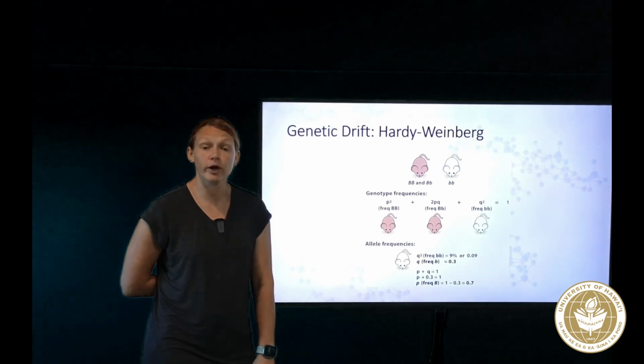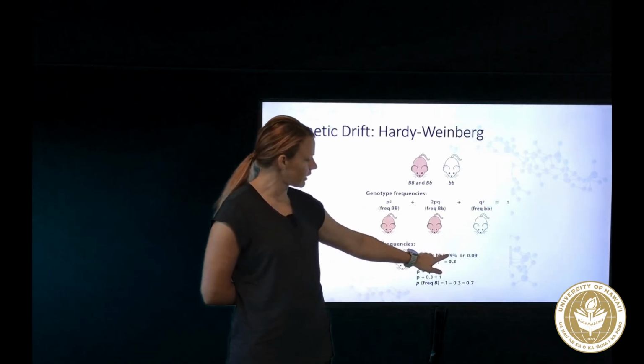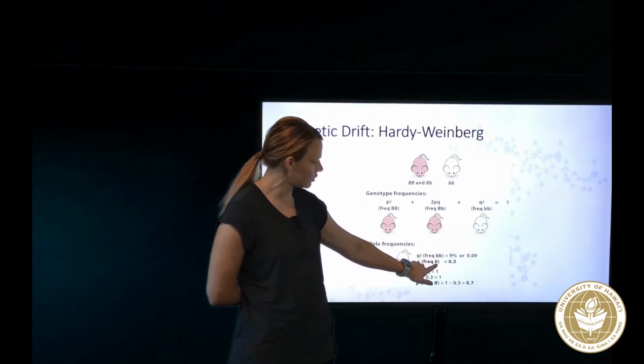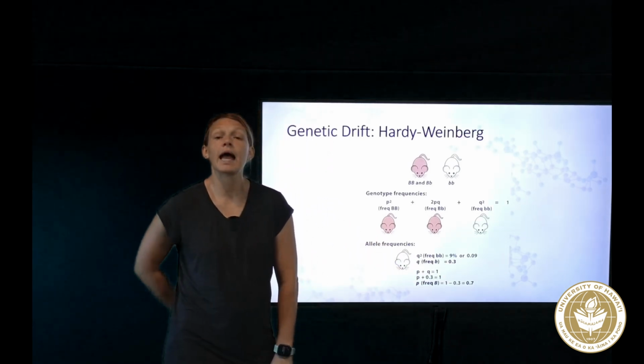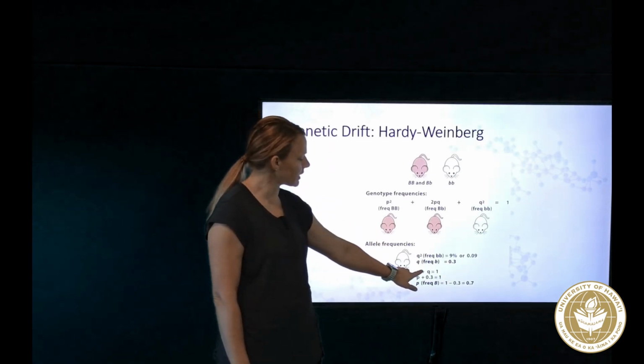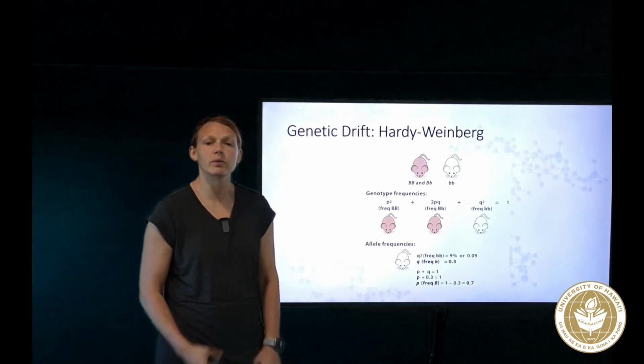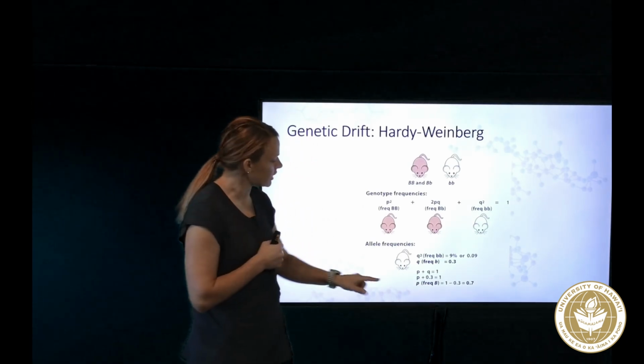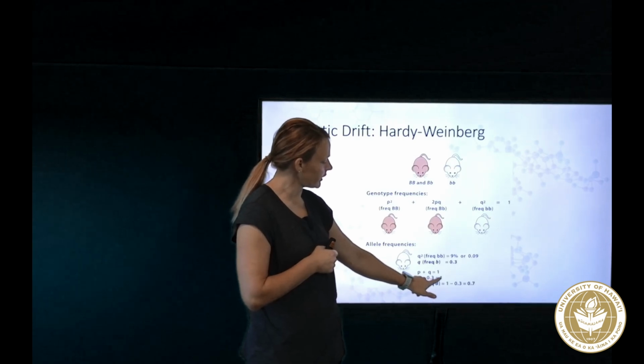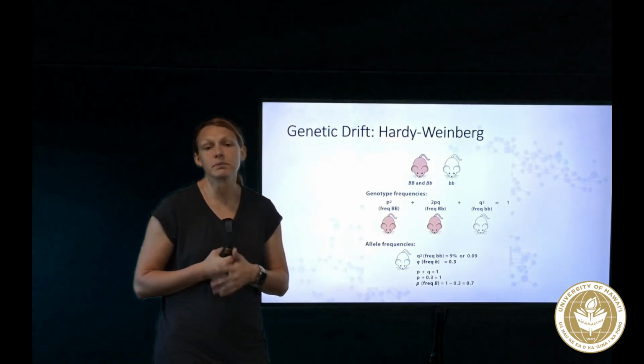So if we take the square root of that, so that's q squared, if we take the square root, we know that q is 0.3. And as I mentioned, p plus q equals 1. So we put this into an algebraic equation, p plus 0.3 equals 1, and then you're simply going to solve that.